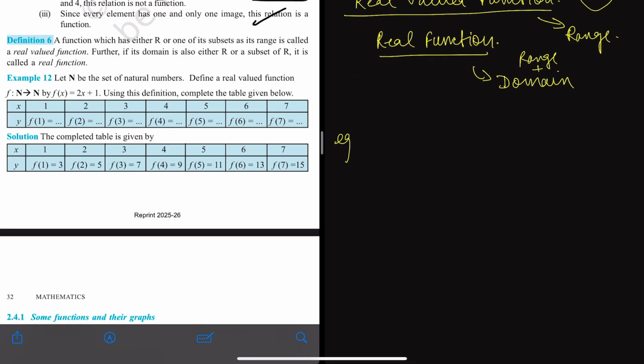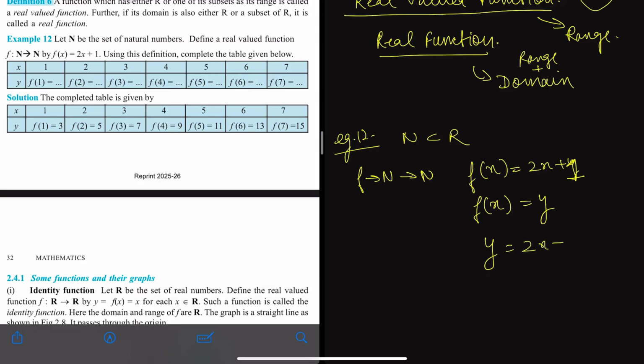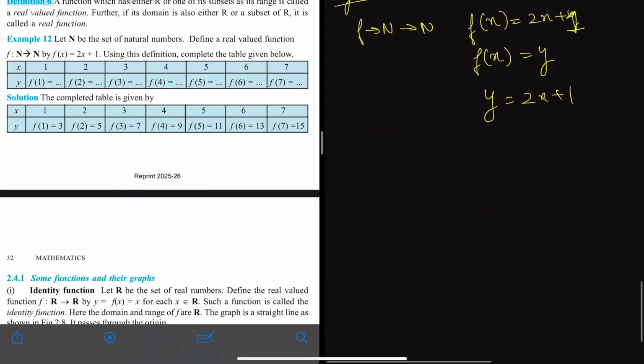So let's do example number 12 here now. We are given that N is the set of natural numbers. Define a real valued function. N is a subset of R, right? So we can say that this is a real valued function, and we are given a function from N to N, given that f of x is equal to 2x plus 1. So f of x is nothing but y. What you are given essentially is that y is equal to 2x plus 1. Using this we have to complete the table that is given.